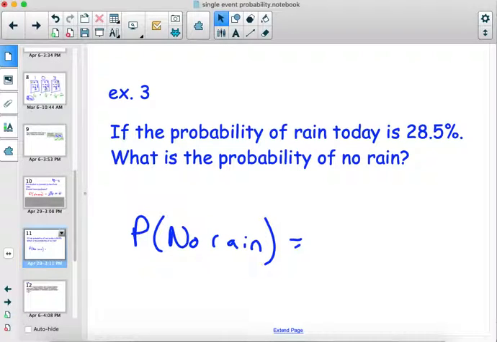Alright, the probability of rain is 28.5%. What would the probability of no rain be? I'm looking for an answer as a percent. You could have it as a decimal, you're still right. Okay, buddy. Did I get it right? That's right. Excellent. I have labels. Good.